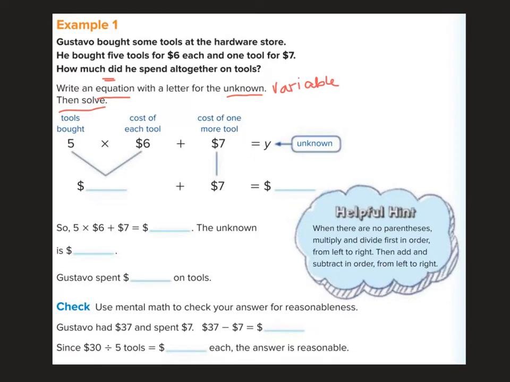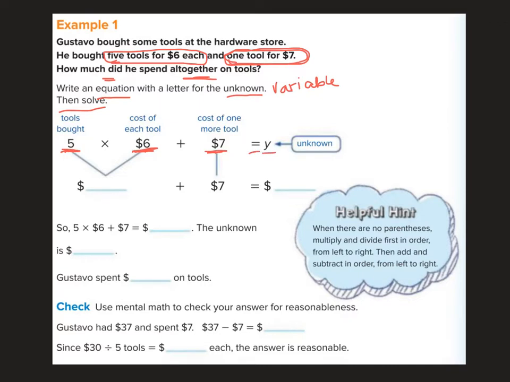So I think about how many tools I bought. I bought 5, and each tool cost $6. So if I multiply the 5 tools by $6 each, I can figure out how much money I spent on those 5 tools. And then I'm going to add to it $7 because that was the cost for 1 tool. So I have 5 tools for $6 each and 1 tool for $7. How much did he spend altogether? If I do 5 times 6 plus 7, it's going to equal my unknown because that's what I don't know.